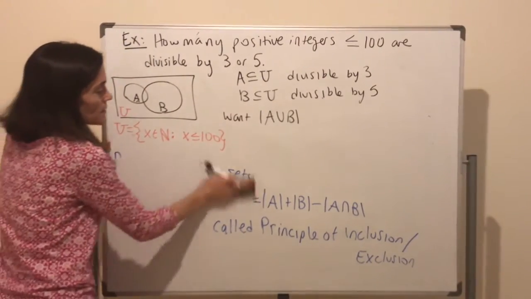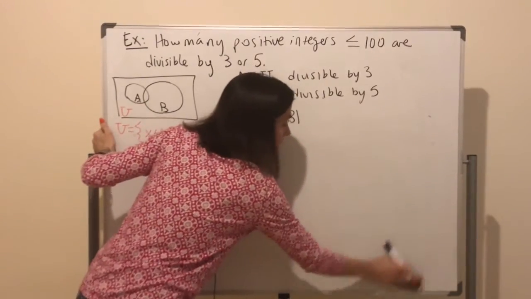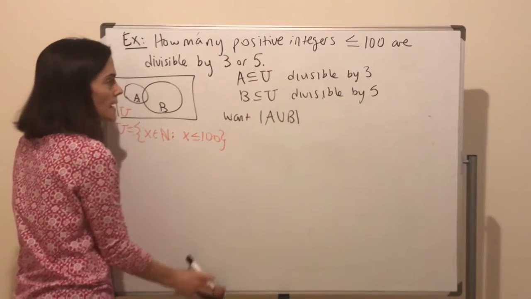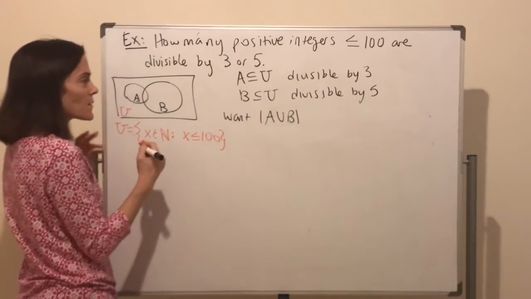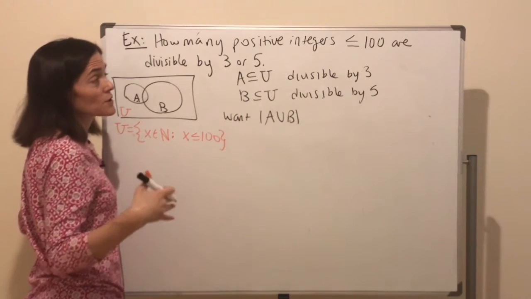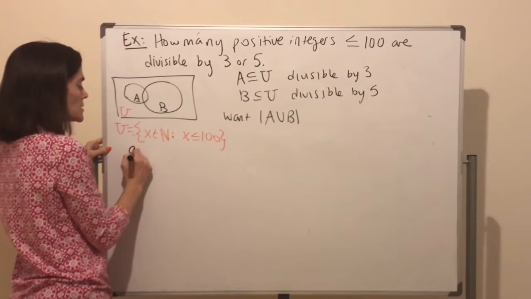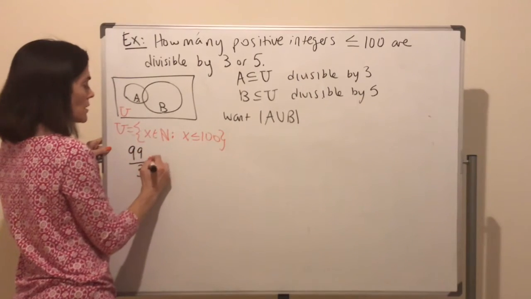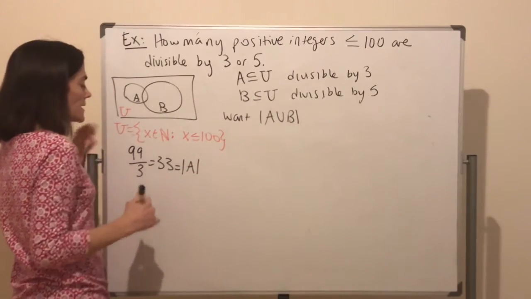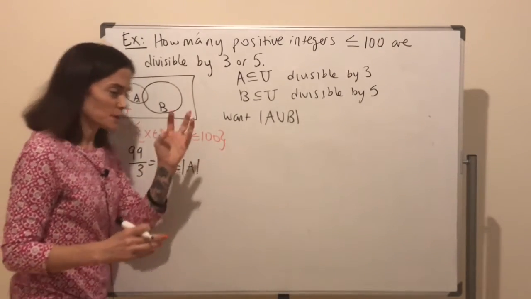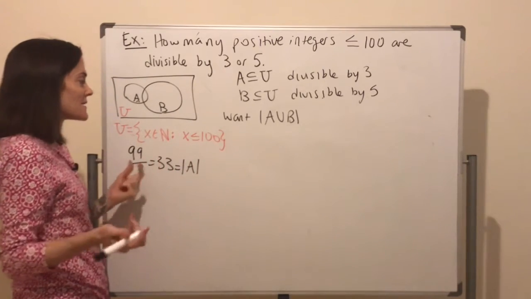the number of elements divisible by 3, there's a few ways you can think about it. You could take 100 over 3 and take the floor. I always just think, what's the biggest integer less than or equal to 100 divisible by 3? It's 99. So we'd have 99 over 3, which is 33. This is the cardinality of A. And the integers are 1 times 3, 2 times 3, 3 times 3, out to 33 times 3, like this.